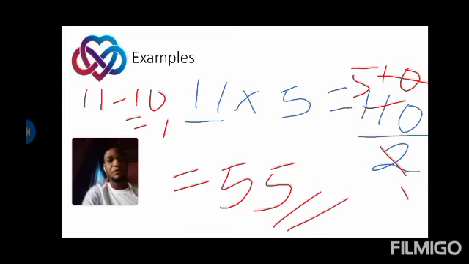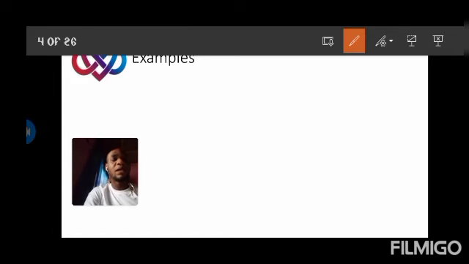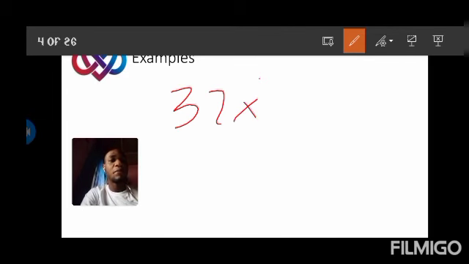Very simple. You don't need to bother yourself too much. Just know your numbers. You can multiply a number by 2, divide by 2. It's very simple. So let's move to the next example. Let's pick another somewhat stubborn work, like let's say we have 37 multiplied by 5.